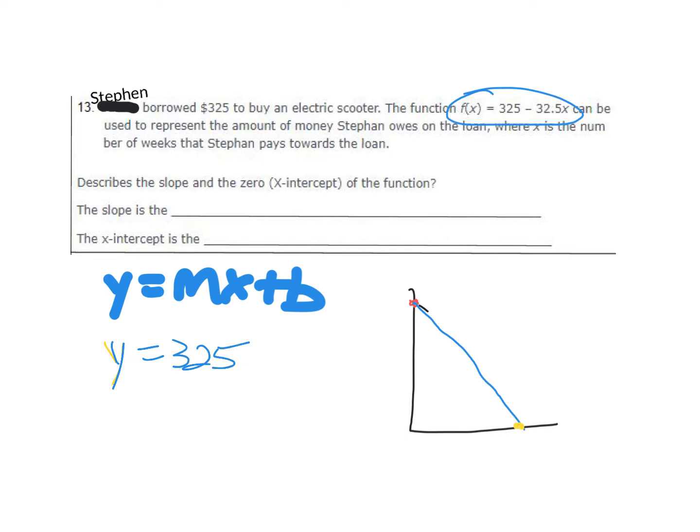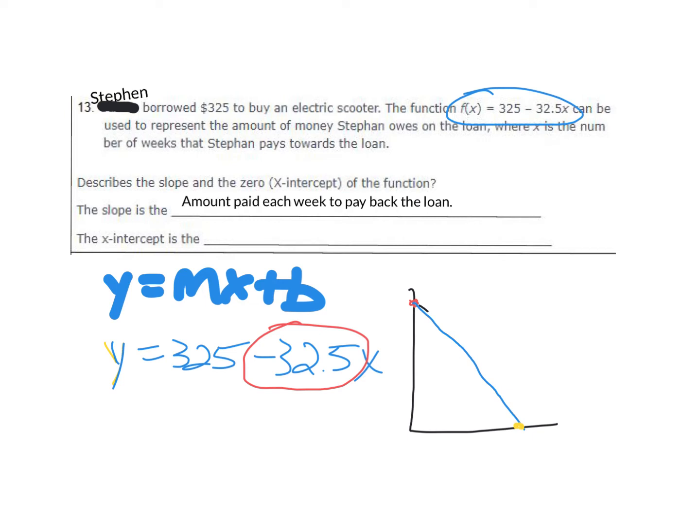325, which was actually the y-intercept, minus the slope of 32.5x. So you need to understand that this minus 32.5 was what he was paying back. So the slope is what he's paying each week. And then the x-intercept is down here at 0, so he's been paying back the loan, and then finally out here at this number of weeks, he no longer owes any money, or he's paying nothing back because the loan has been paid off at this point.